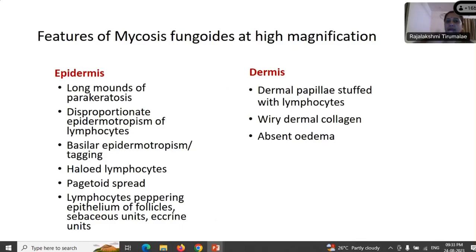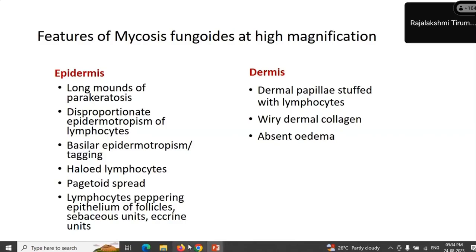And these are the various features of MF that you could see on scanning magnification. Changes of parakeratosis, disproportionate and basilar epidermotropism, haloed lymphocytes. So there are clear spaces around the lymphocytes. Pagetoid spread, which means that they could go up, even up to the stratum granulosum. Epitheliotropism. Sometimes the dermal papillae are just stuffed with lymphocytes. They are so chock-a-block with lymphocytes, you don't see the papillae at all.